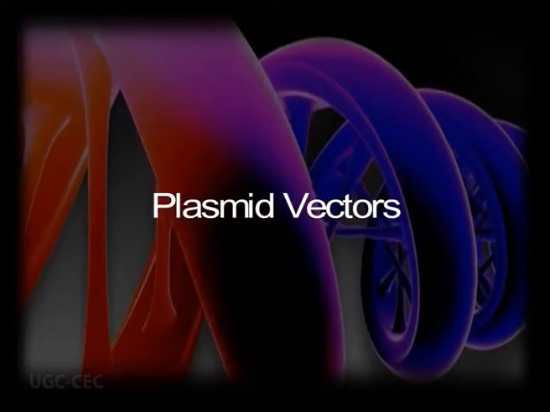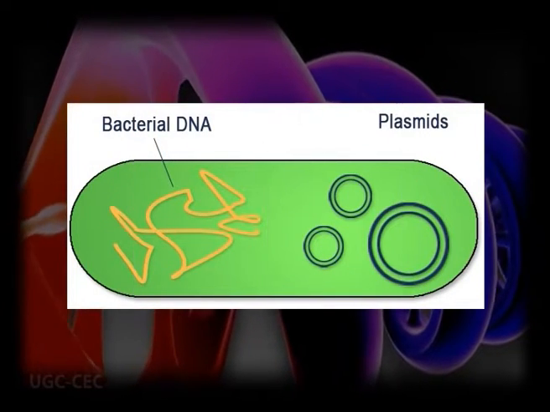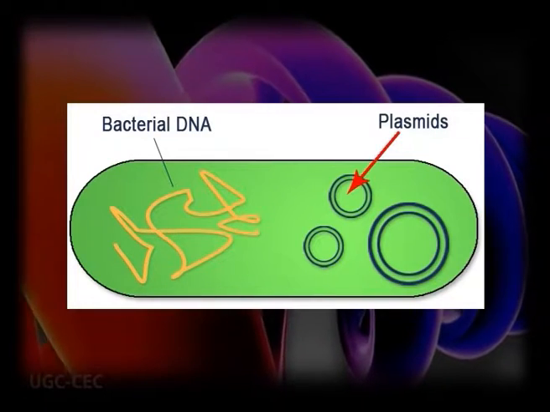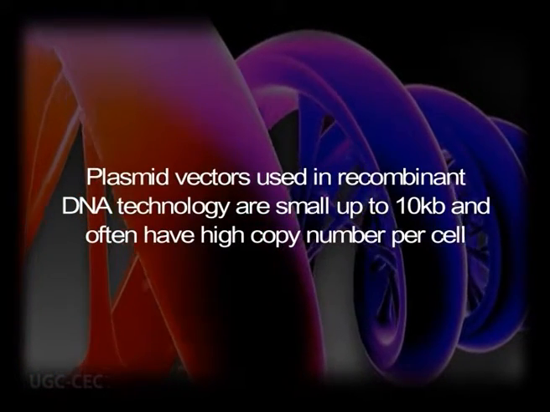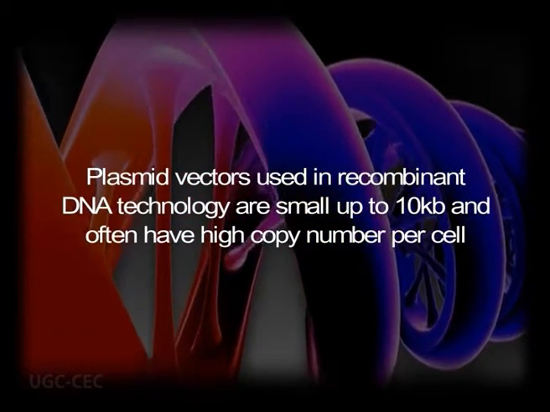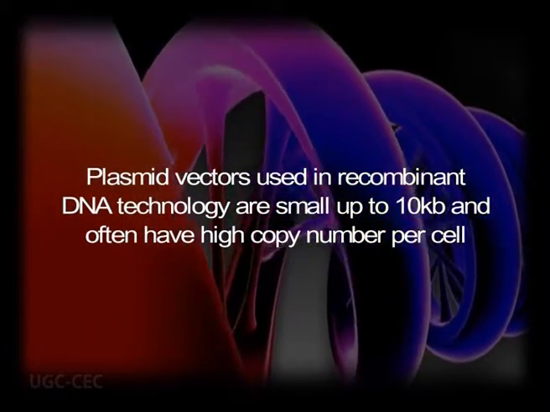Now, what are plasmid vectors? Plasmids are small circular autonomously replicating double-stranded DNA molecules found in bacteria. Plasmid vectors used in recombinant DNA technology are small, up to 10 kilobases, and often of high copy number per cell. DNA fragments from 8 to 10 kilobases in size can be cloned in plasmids. Some artificially designed plasmids include, for example, pBR322, pUC18, pUC19, etc.